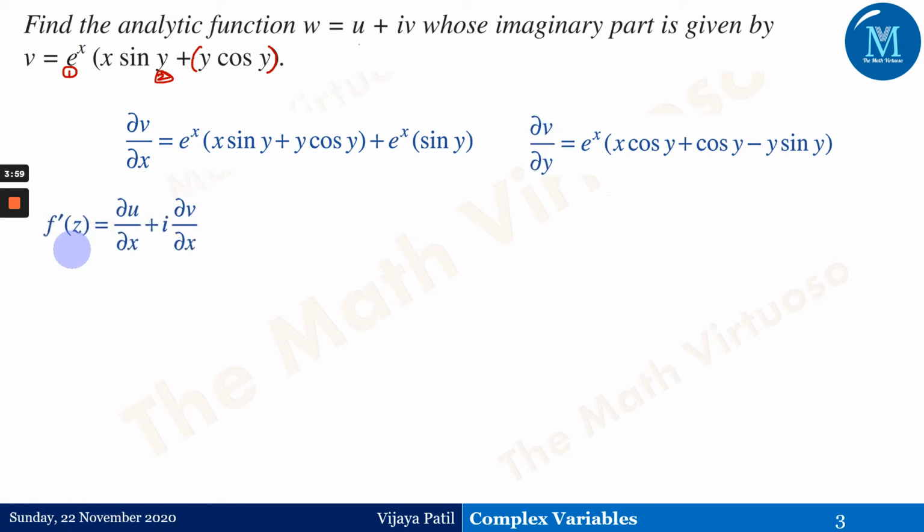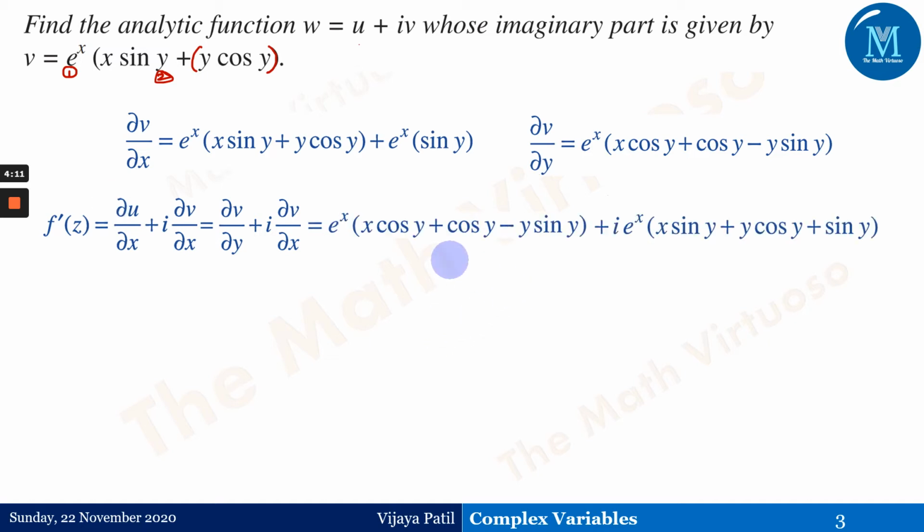Then after that, f dash of z is this, which is dou u upon dou x plus i times dou v upon dou x. Then we are replacing dou u upon dou x by dou v upon dou y, and just putting in the values of dou v upon dou y and dou v upon dou x. Dou v upon dou y is this, dou v upon dou x is this, plus i times, of course it's this, there is an i times over here, so we have combined everything together. Then putting x equals z and y equals 0.